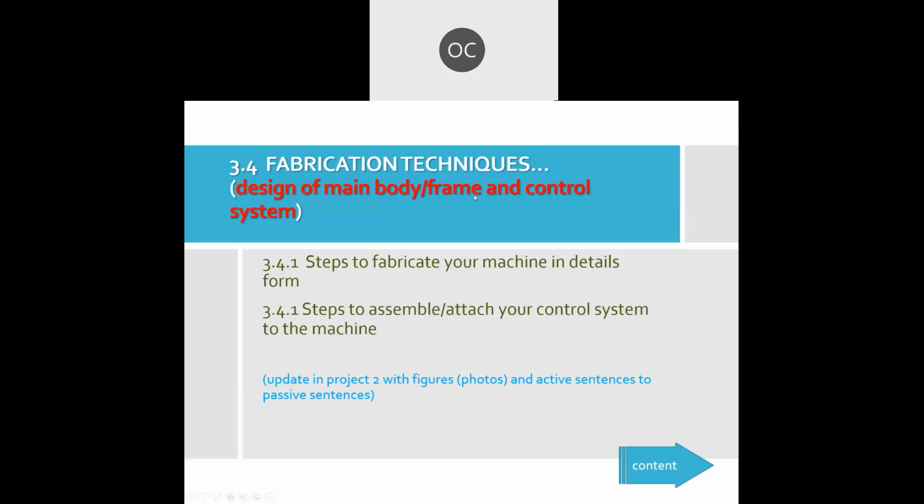If you are writing about the control system, you need to plan and try to simulate how you are going to assemble or attach your control system to the machine itself, to the main body itself. So 3.4.1.